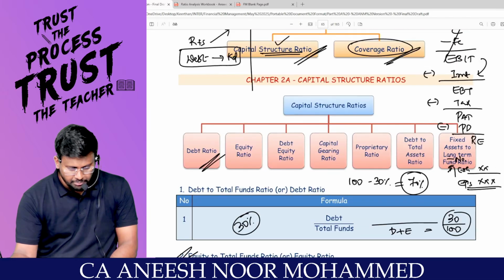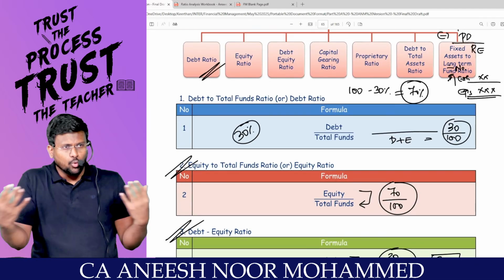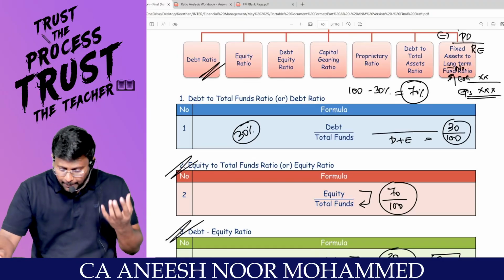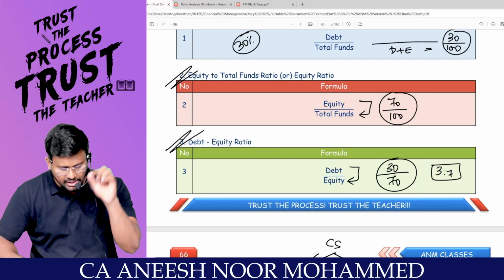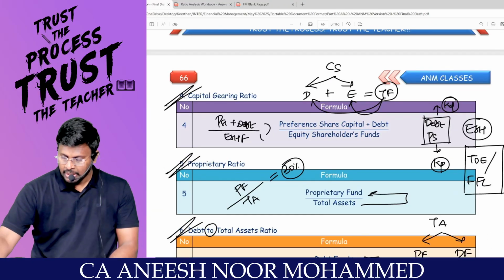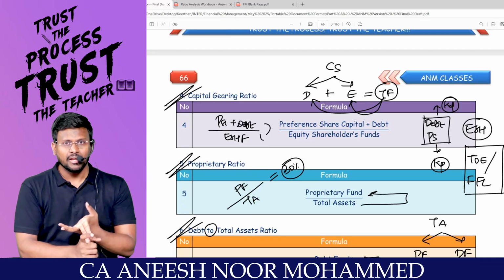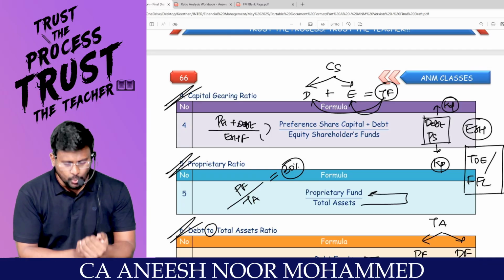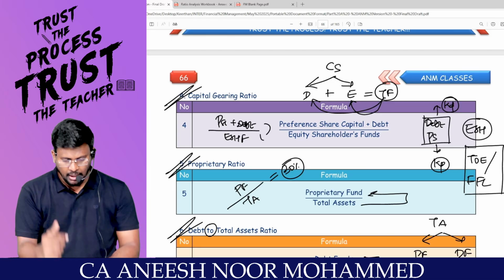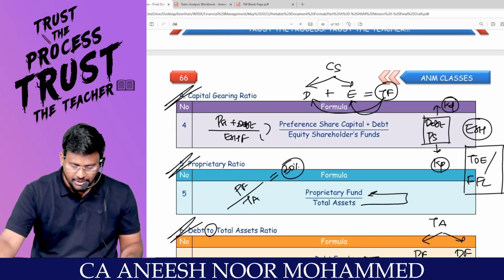These are the main capital structure ratios. That means don't say the ratio, say the relationship. Out of the total capital employed, how much debt is there? That is called the debt ratio. Out of capital employed, how much equity is there? That is called the equity ratio. Sir, what is the relationship between debt and equity? The debt equity ratio. Sir, because of the presence of the preference share capital and debt in the capital structure, how much is the equity shareholders fund? That's what the capital gearing ratio. That means preference share capital plus debt divided by equity shareholders fund is what the capital gearing ratio.